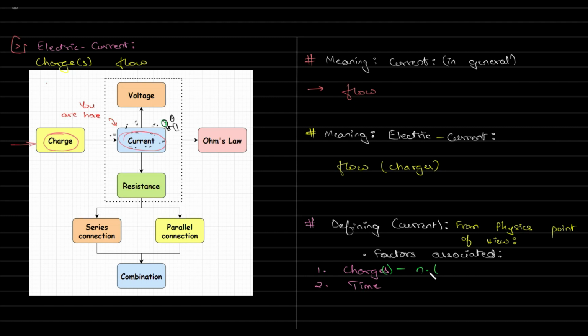So it is not anything else, it's mainly electrons. So we can talk about charges as number of electrons. Make sense? So let me present it this way.